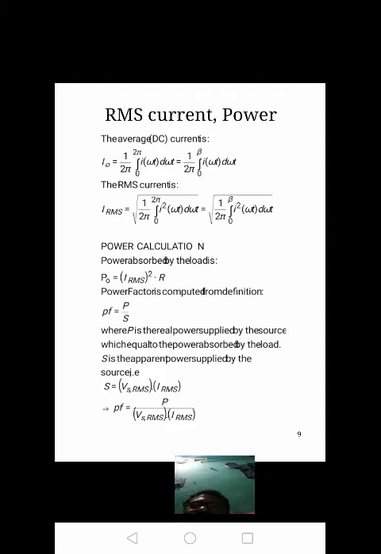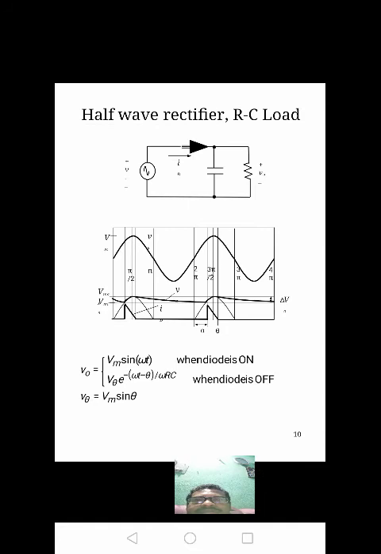The power is absorbed only by the resistor, that's why the power consumption formula is IRMS squared into R only. Inductor does not consume any power. Power loss in the inductor is 0. That's why here we do not use our inductor value in power calculations.